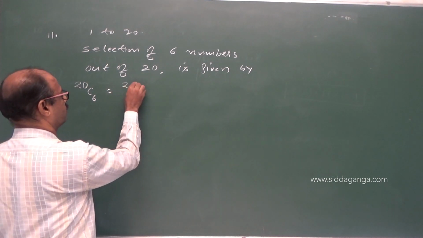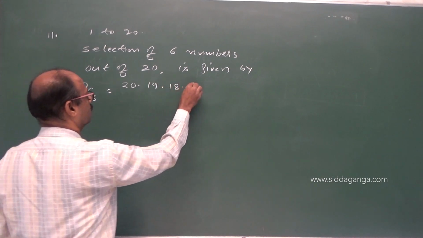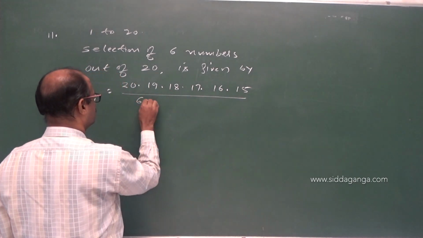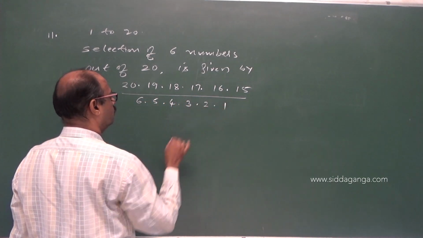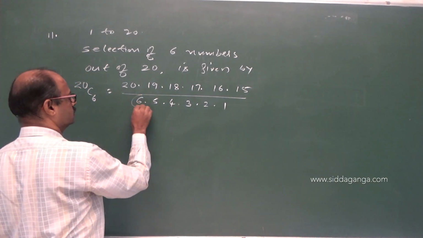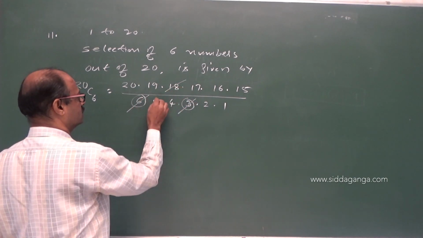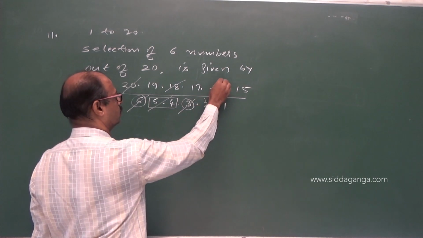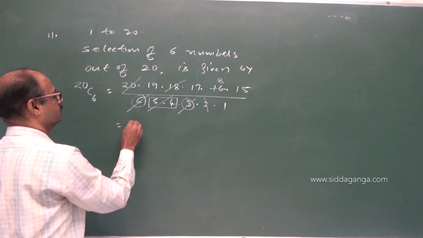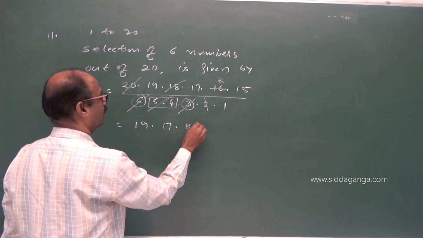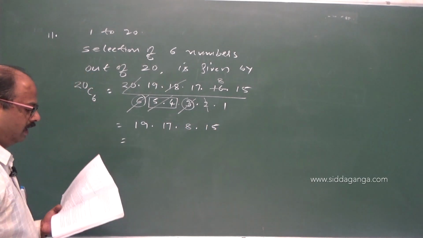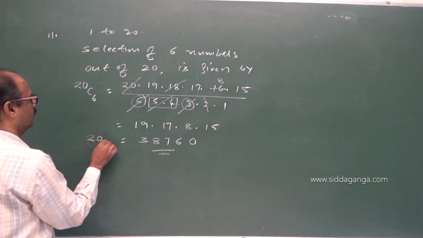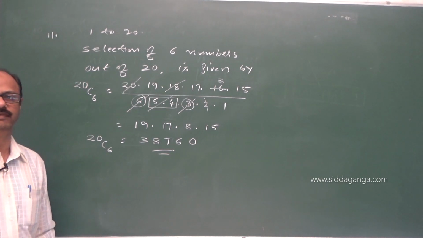20C6 simplification: you should start from 20, 19, 18, 17, 16, 15, divided by 6 into 5 into 4 into 3 into 2 into 1. Here 6 threes are 18, which get cancelled. 4 into 5 cancels with 20, and 2 into 1 cancels with 2 8s. The remaining terms are 19 into 17 into 8 into 15. If you multiply, you will get 38,760. So simplify like this.